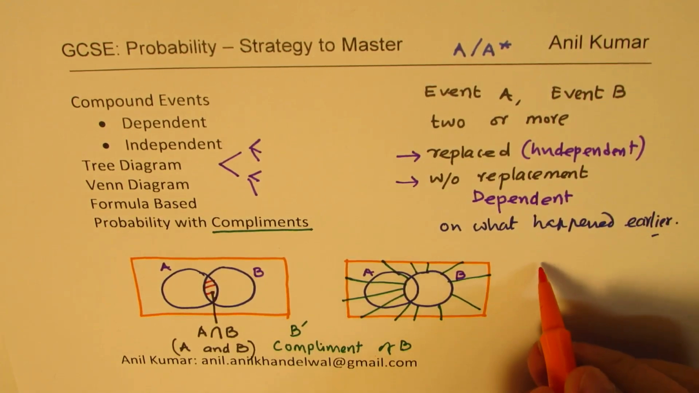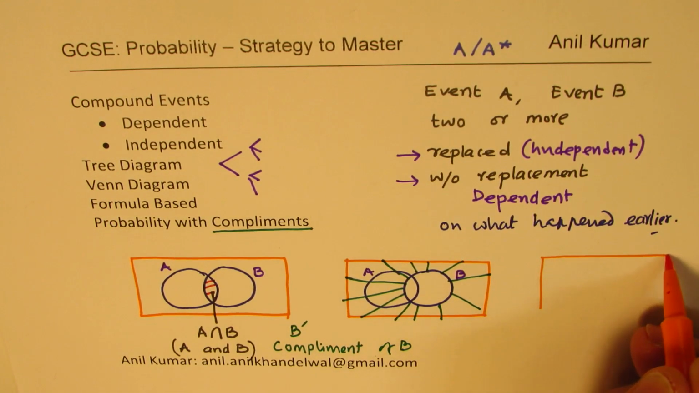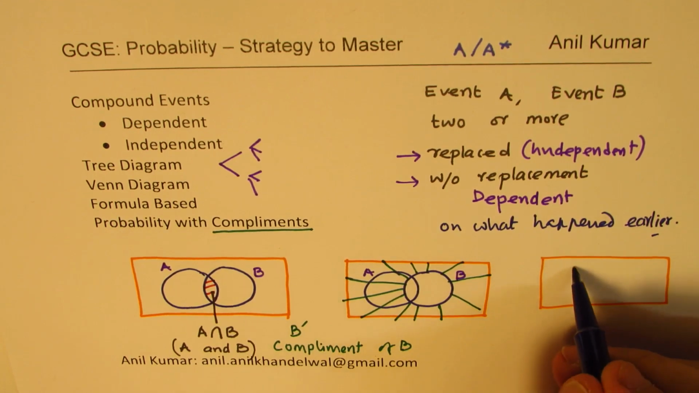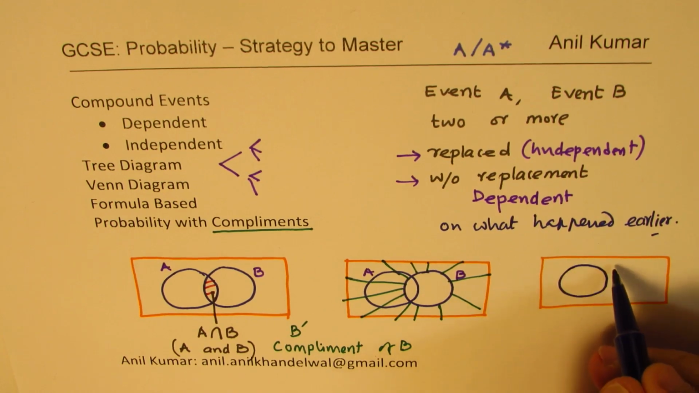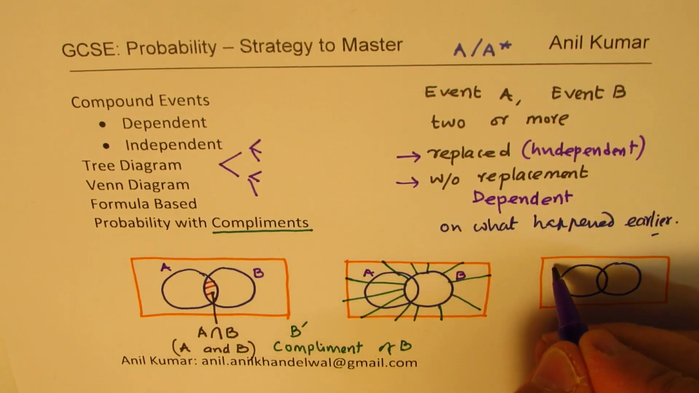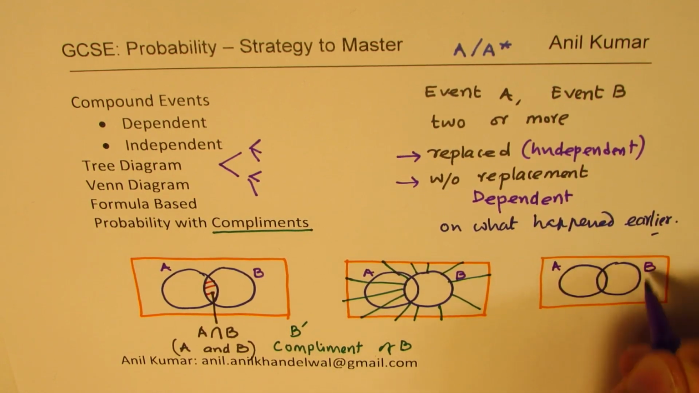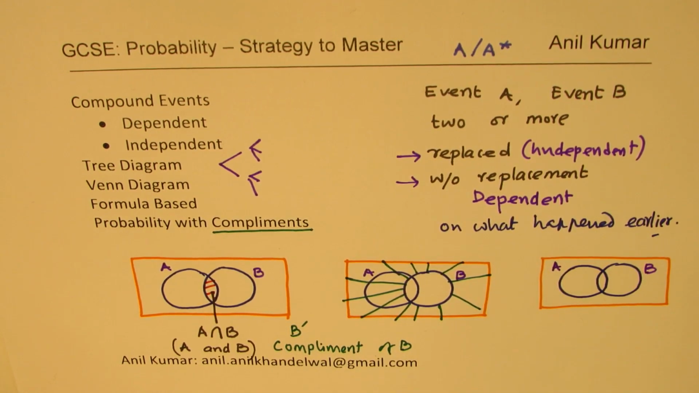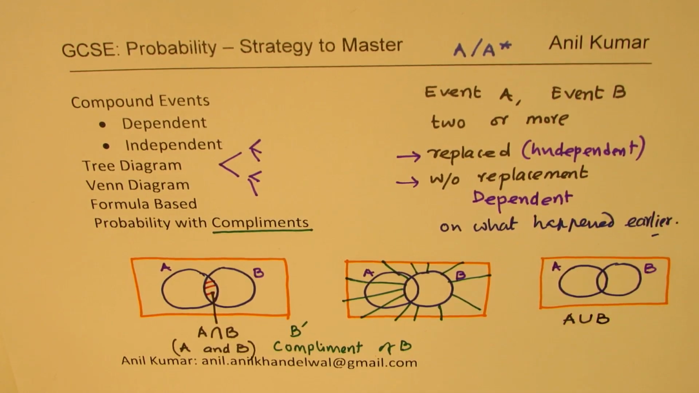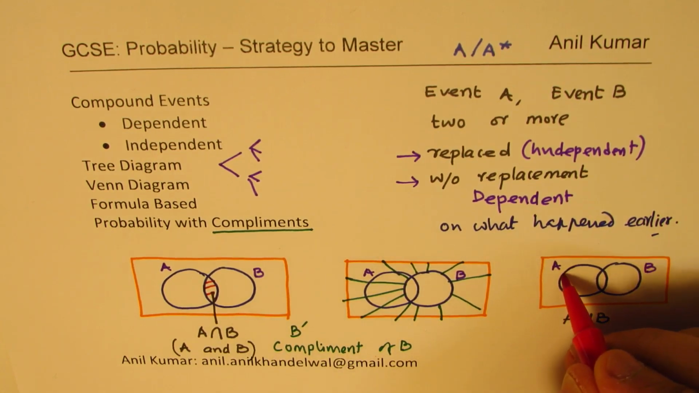And let's talk about union also, and then we'll move forward. These are some important concepts which will help us to move forward. So if I say this is A and this is B, and if I write here A union B, what does that mean? Well, that means the combination of A.